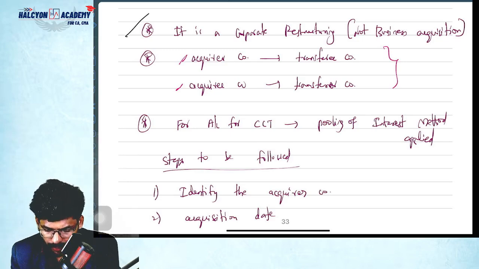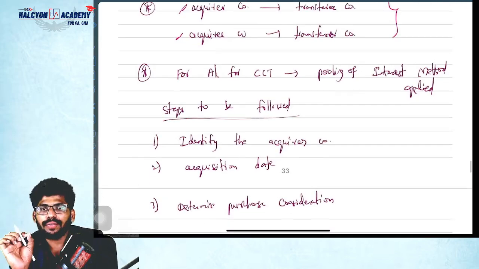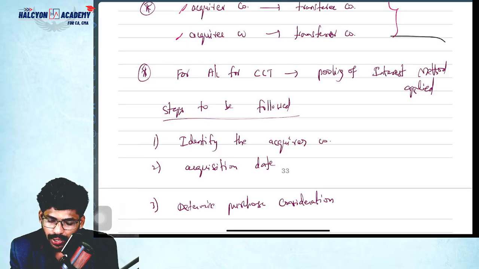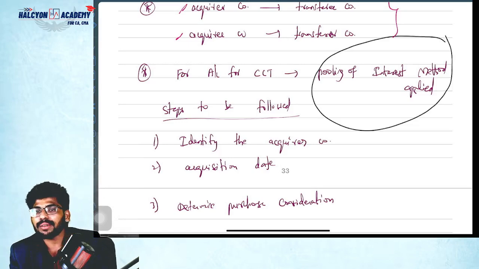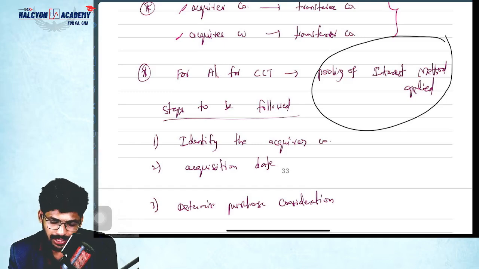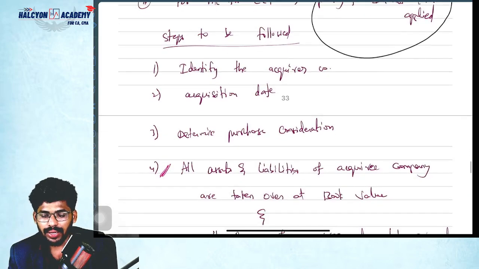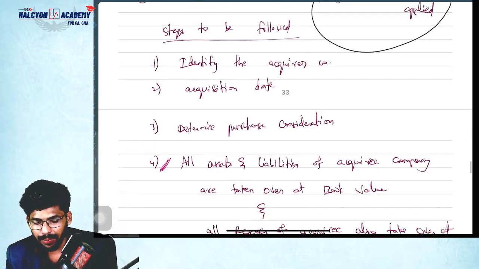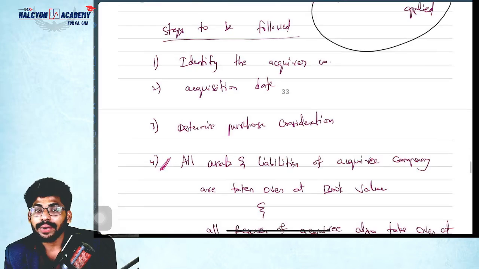For accounting of common control transaction, the pooling of interest method should be applied. What is the method, guys? For MCQ purpose, please remember, pooling of interest method should be applied. So these are the steps you need to follow when we are solving a question on the topic of common control transaction.